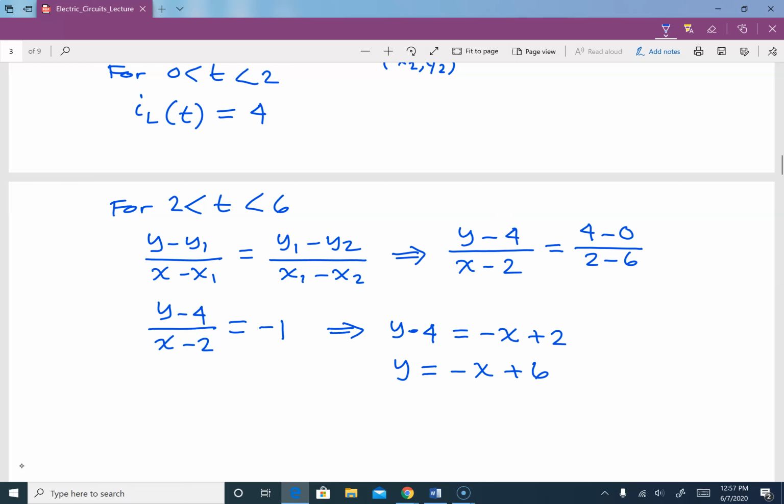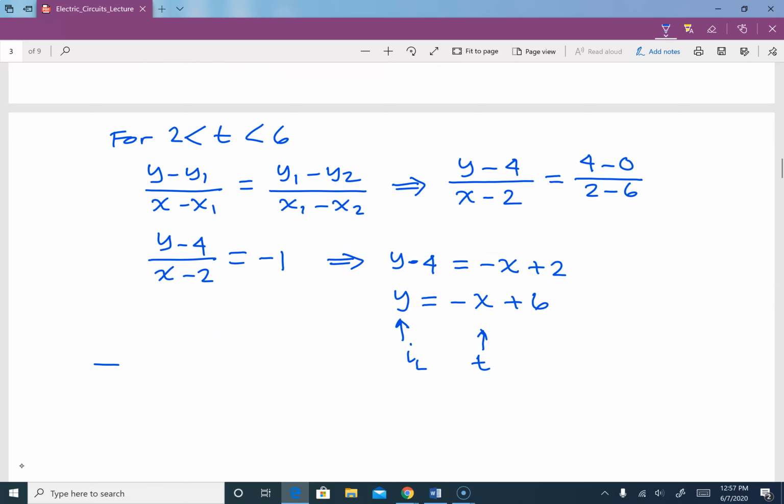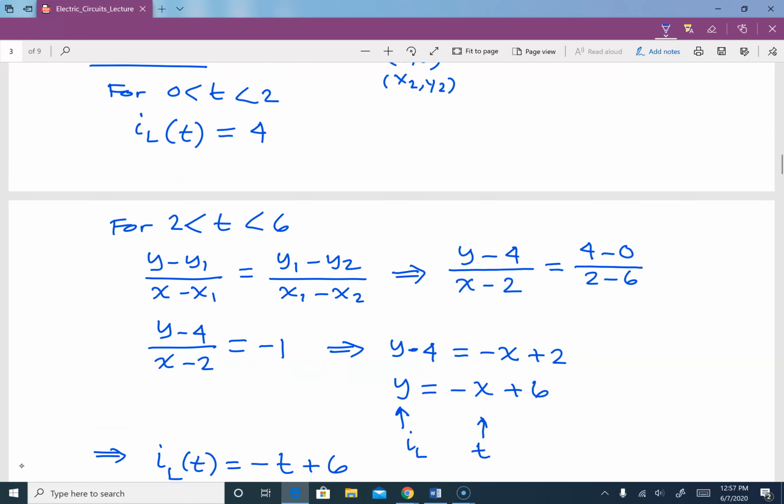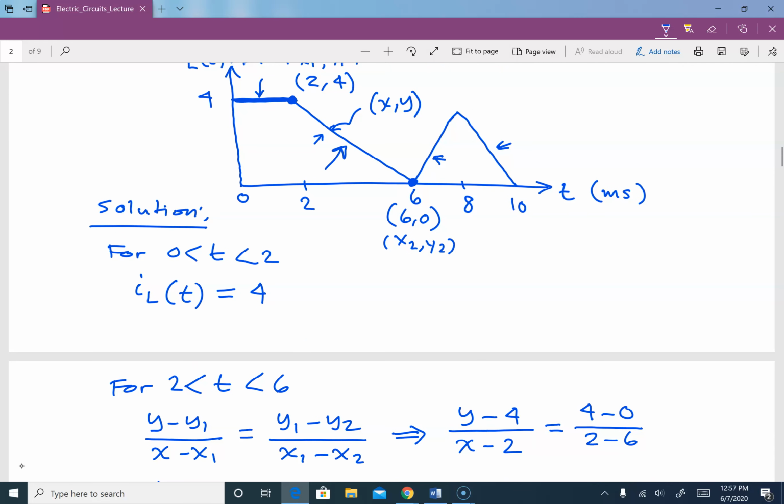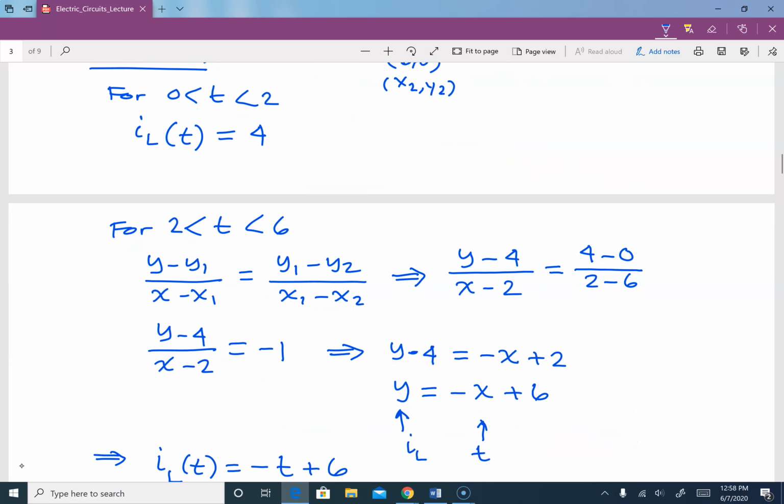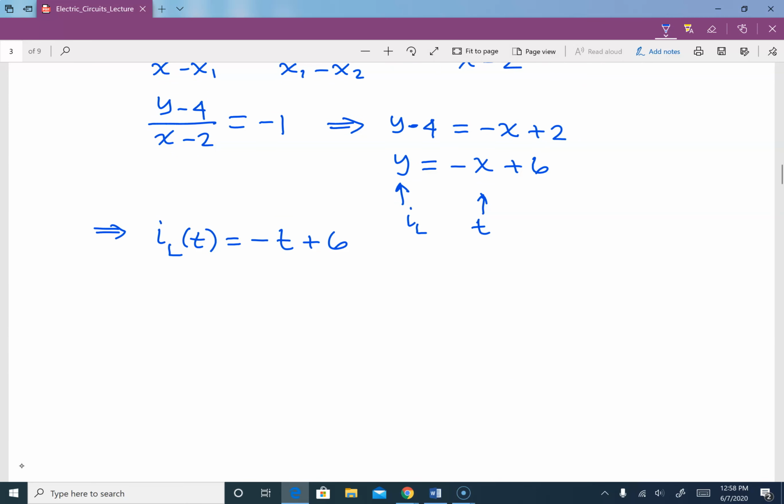However, our y, in this case, is our IL, and the x over here is t, right? Then we can say for this interval from 2 to 6, our IL of t is equal to negative t plus 6. That is the equation for this line over here. Now we will go with the equation for this line. We will do exactly the same way to find that, and that will be for that interval.